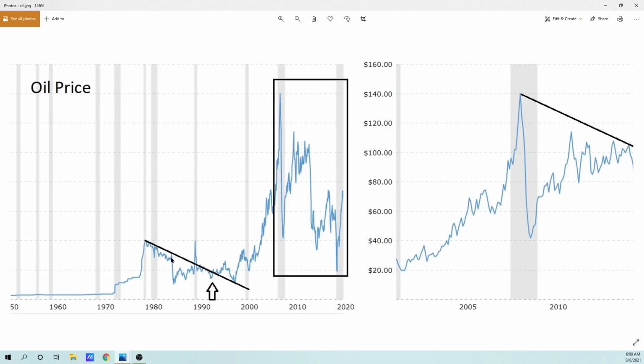We had a large drop. We've got this kind of hump. We came up, and this movement here is this movement here.